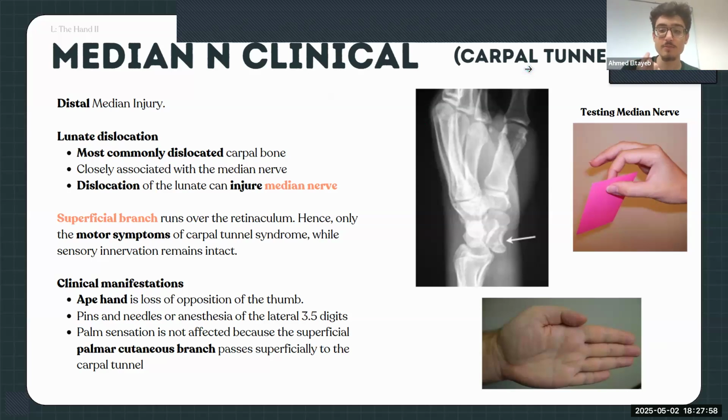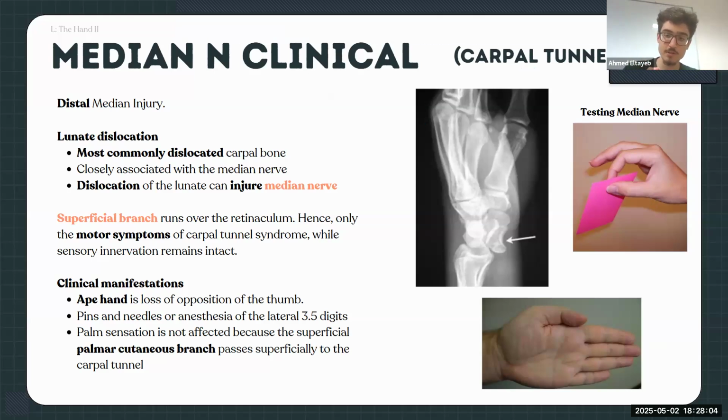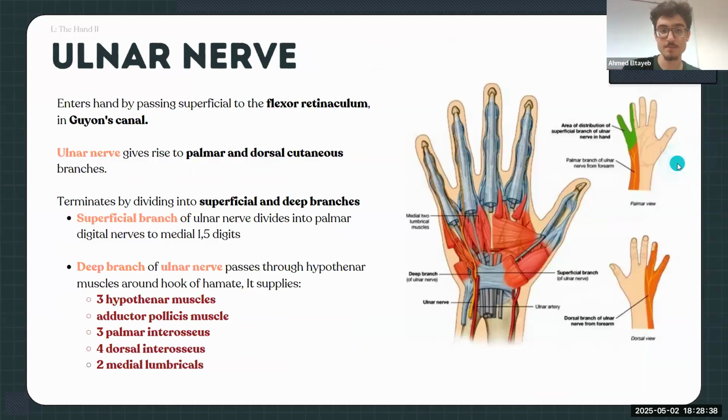It's APAND. Reason for it is that the superficial palmar region is passing over the carpal tunnel, so it's not affected. This is why we only have a motor aspect here. And because of the recurrent branch coming after it passes through the carpal tunnel, this is why we're going to lose opposition. We're going to lose abduction and so forth. We're going to have APAND. You tell a patient to hold something with their thumb, they can't because they lost the opposition. Right? Okay. All of this is mentioned here. And this is the test for median nerve that I just demonstrated. And this is a table for you guys.